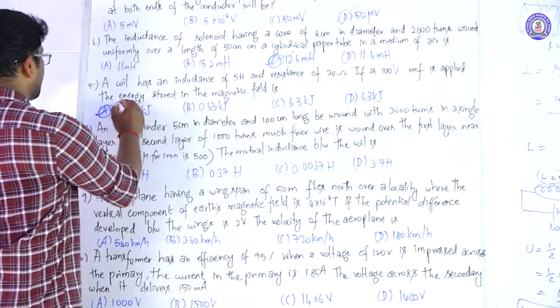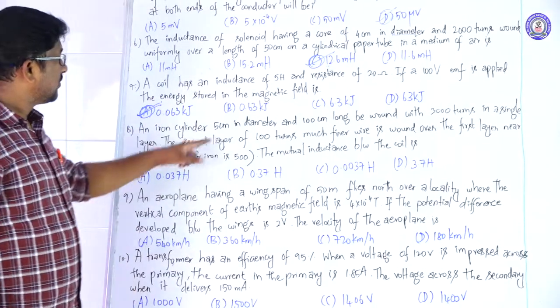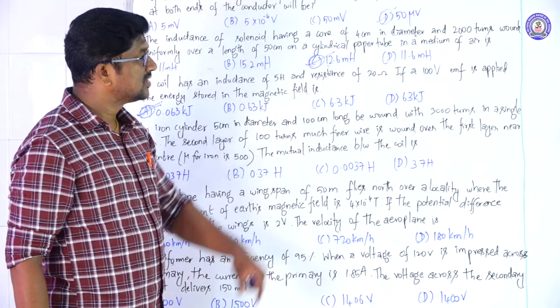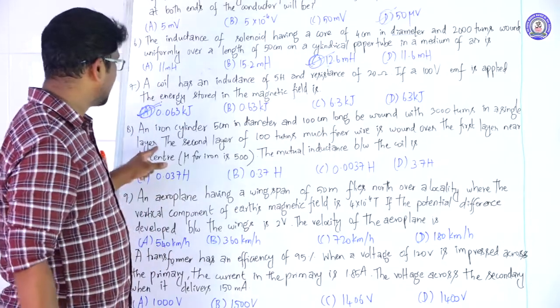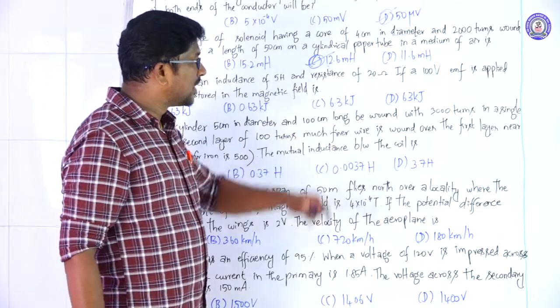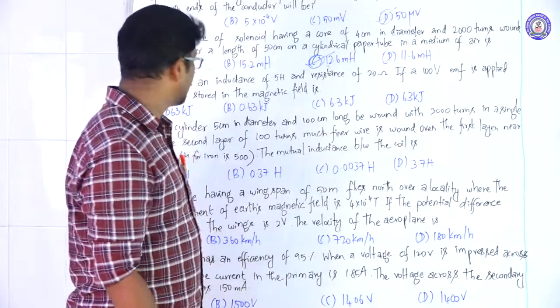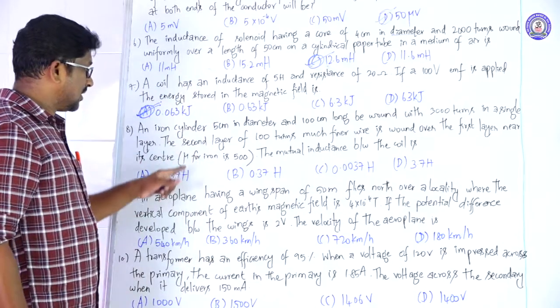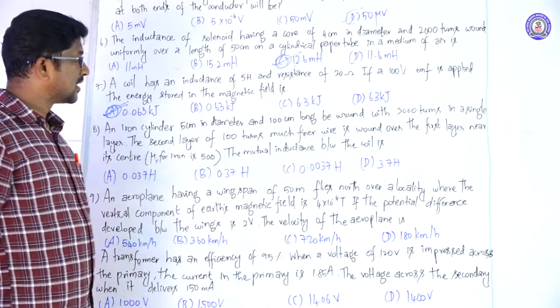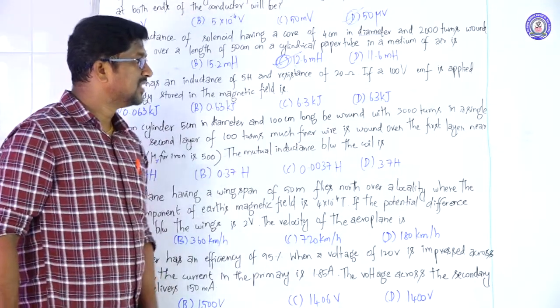A option. An iron cylinder 5 cm in diameter and 100 cm long is wound with 3000 turns in a single layer. A second layer of 100 turns, of much finer wire, is wound over the first layer near its center. Relative permeability for iron is 500. Find the mutual inductance between the coils.